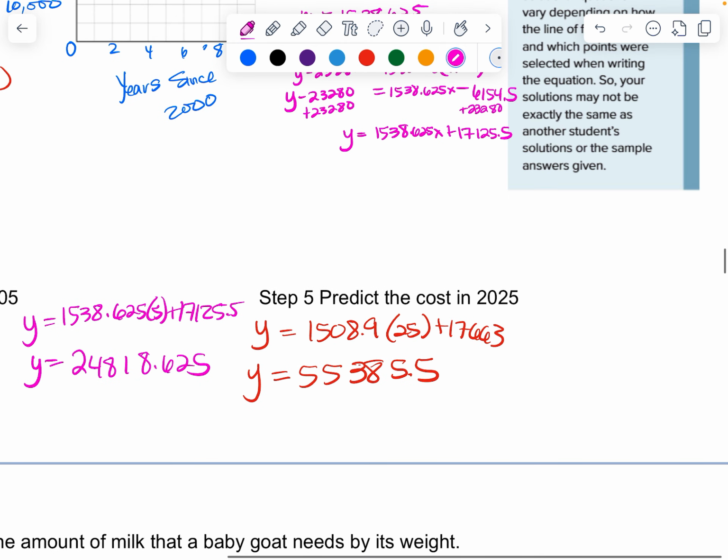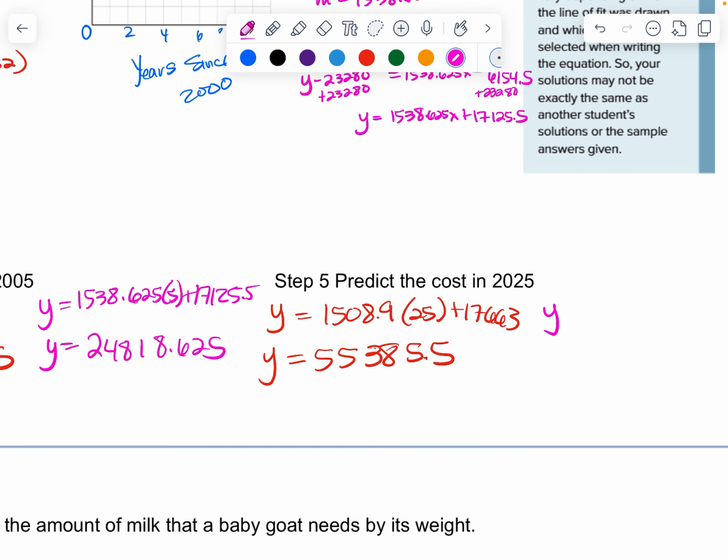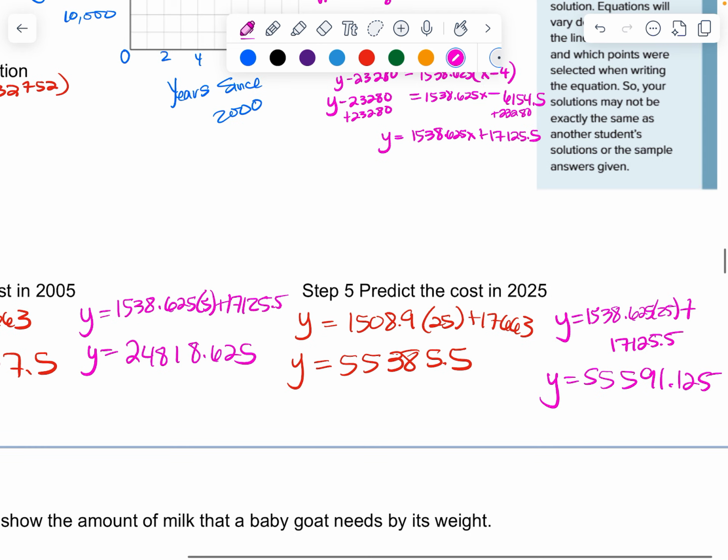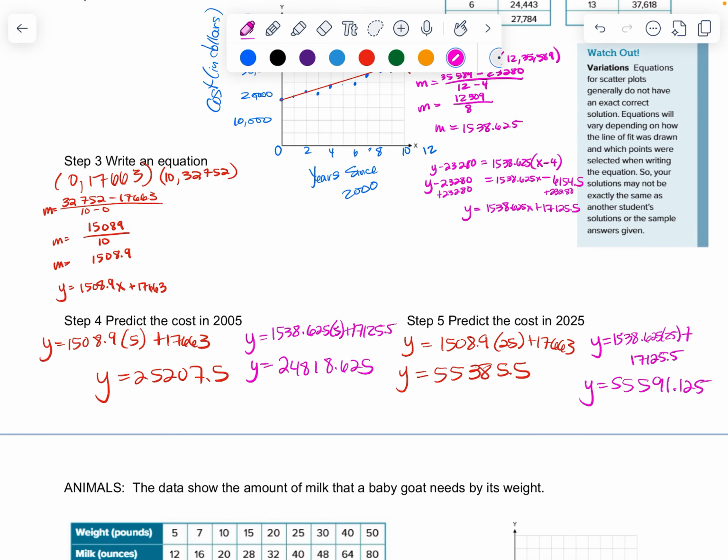Not too far off. So we'll do this for year 2025 over here, if I have enough room. 1538.625 times 25. Oh, I'm going to have to put it down below. There we go. And plug that into my calculator. I would get 55591.125. Okay, so I'm not off by that much. So they're about the same amount.